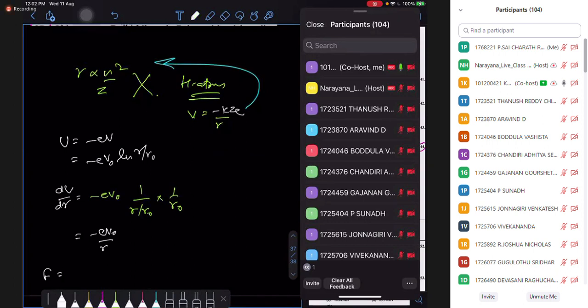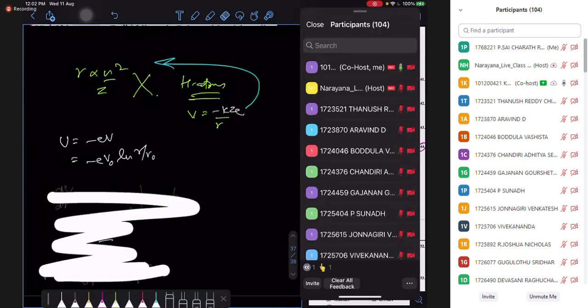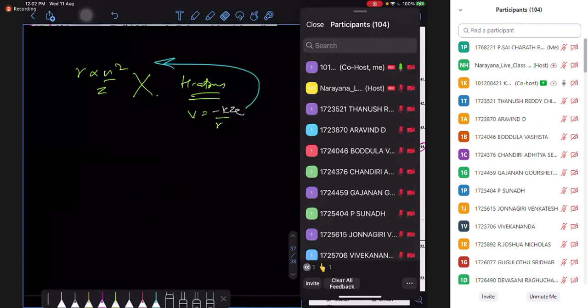What about the force? Force value is minus dU by dr. Minus dU by dr gives me a plus EV naught by R. Okay? That is my force value. It seems to give me a kind of contradiction. The minus sign contradiction is showing up. So let me do it with the exact sign. So the sign is contradicting.